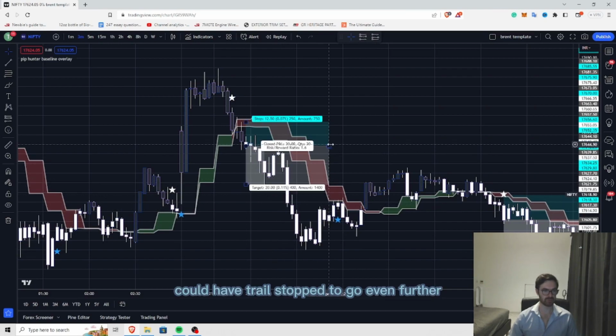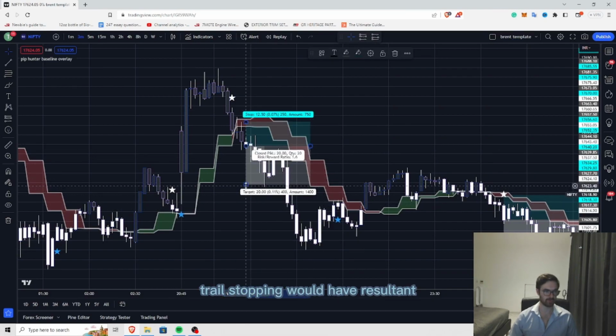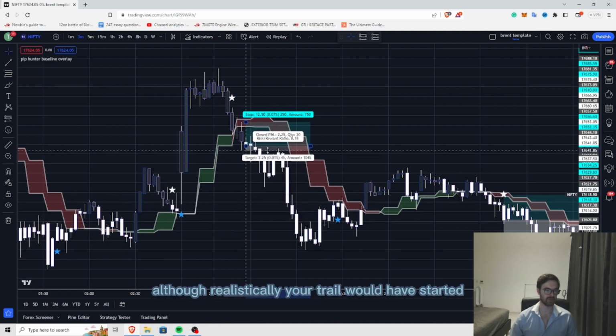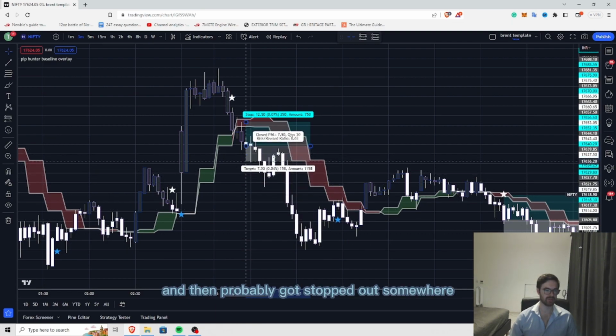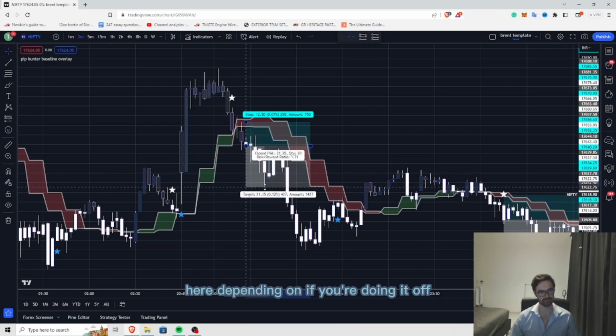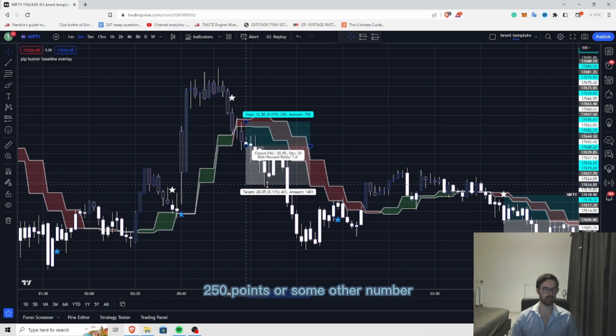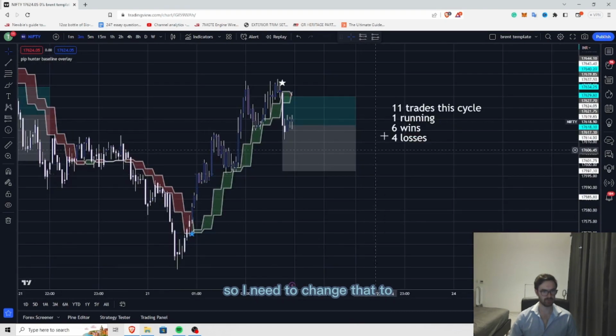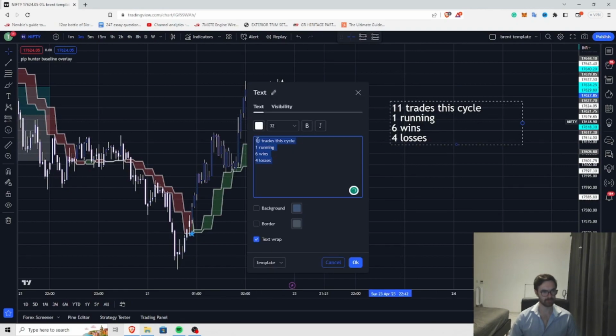Could have trail stopped to go even further. Trail stopping would have resulted in a peak of about 4.5, although realistically your trail would have started and then probably got stopped out somewhere here, depending on if you're doing it off 250 points or some other number. So I'm just going to leave that on there. So I need to change that to 12 trades this cycle, 7 wins.